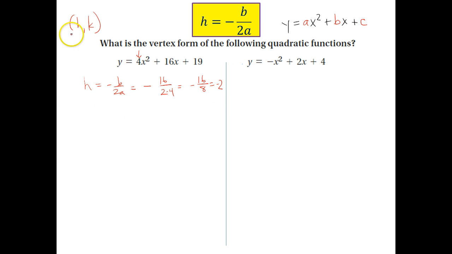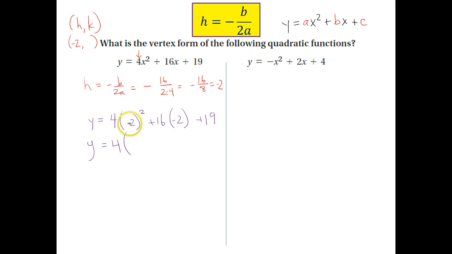So I know my vertex is negative 2 something. And if I want to know what that something is, I can just plug that negative 2 in for x here. So the y value of my vertex is going to be the equation evaluated at the x value of my vertex. So negative 2 squared plus 16 times negative 2 plus 19.